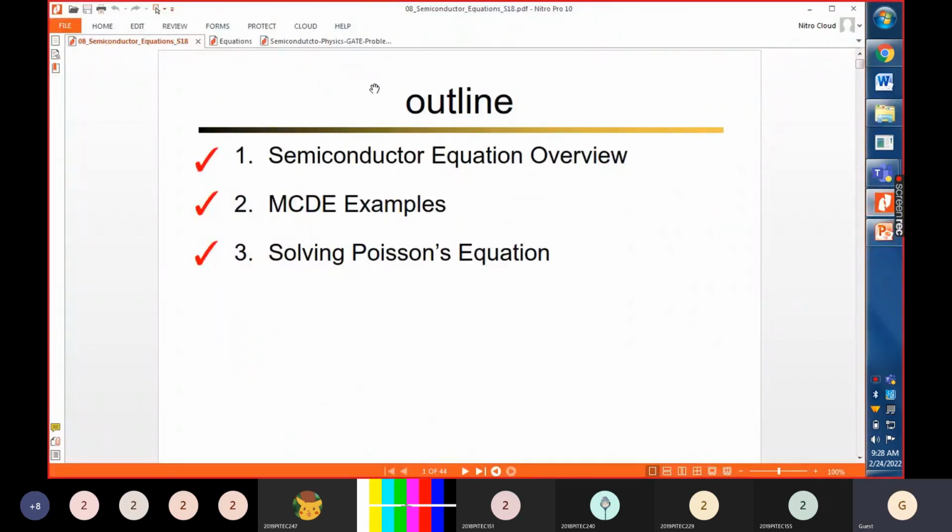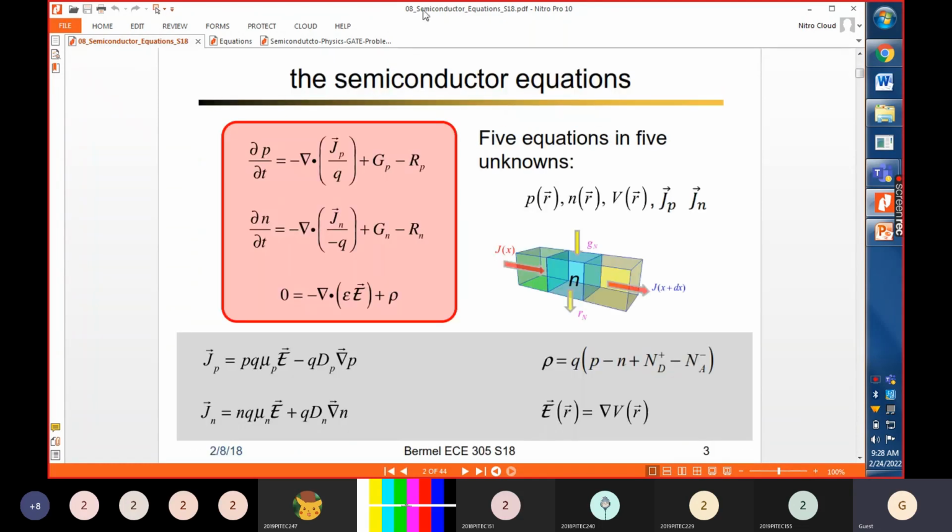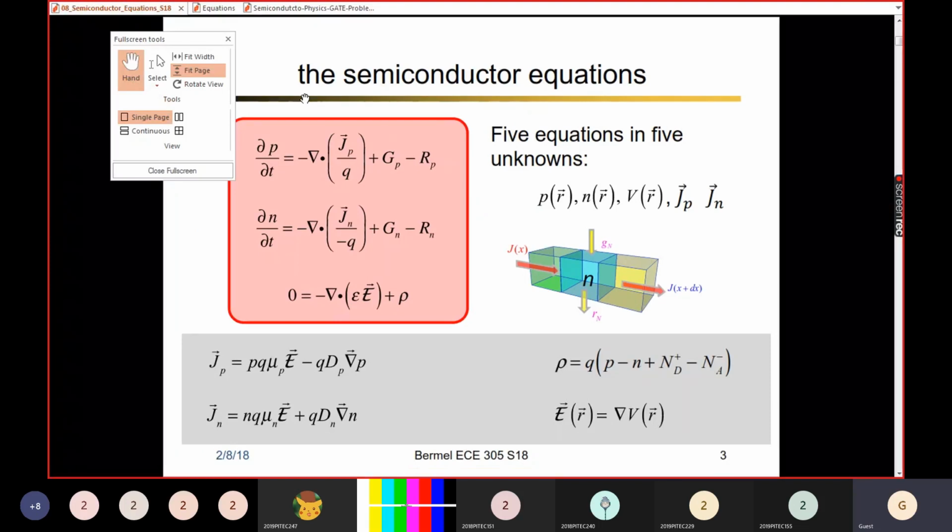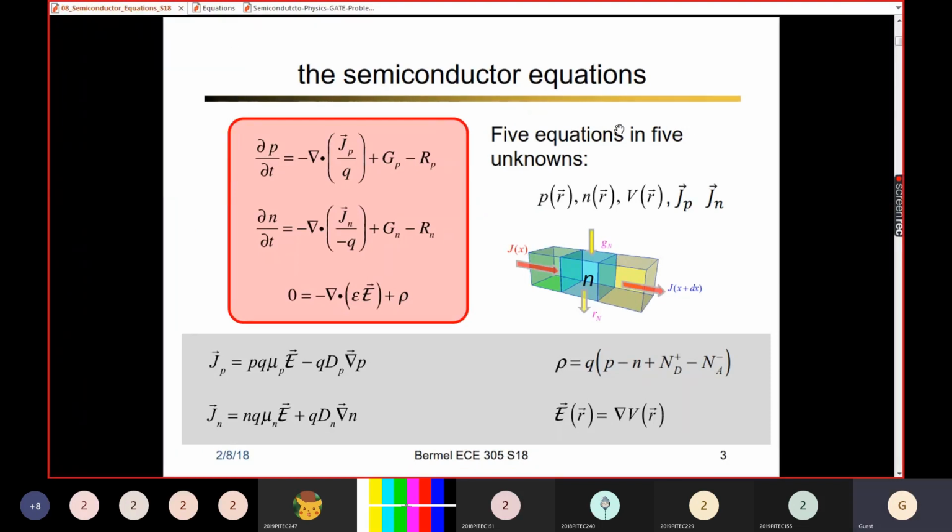So now I have given you the overview for the semiconductor. After that, we have discussed the minority carrier diffusion equation also. Now what we are going to do is discuss further the semiconductor equations, because 5 independent equations are represented here with respect to P of R vector, N of R vector, V of R vector, Jp of R vector, and Jn of R vector. This J represents your current density.